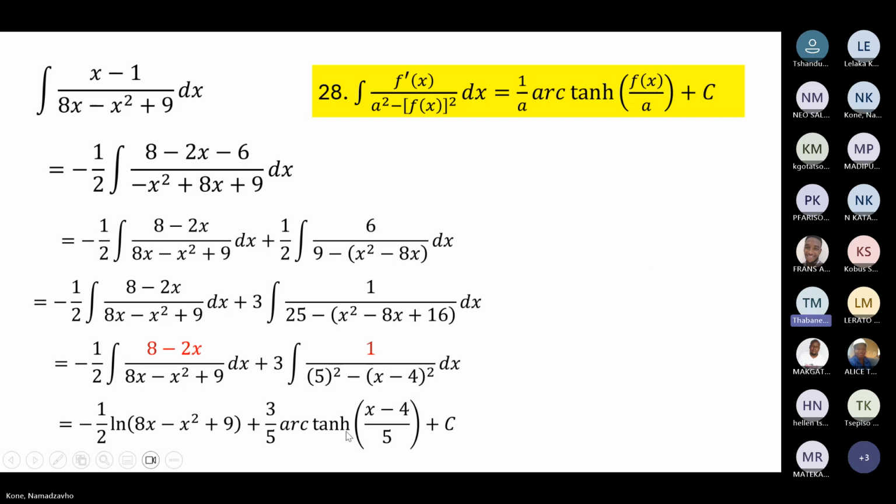Yes, it's correct, sir. 100%. So then this is the answer. How did we get 3 over 5? You can go to the rule. This rule says 1 over a. This one has got a 1 over a.